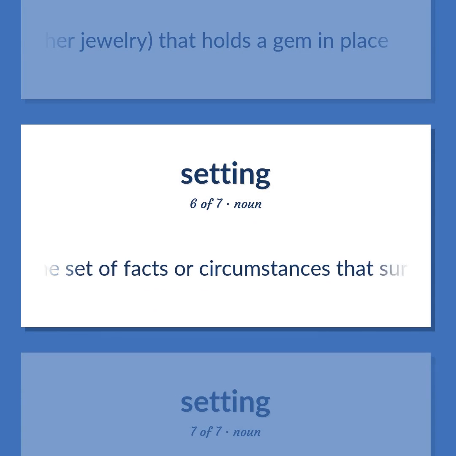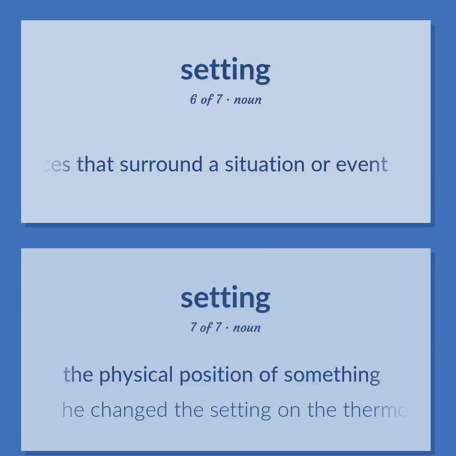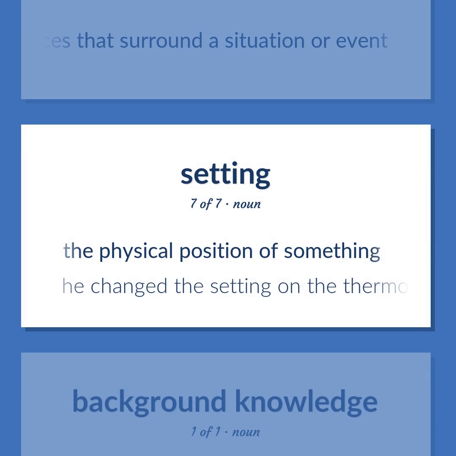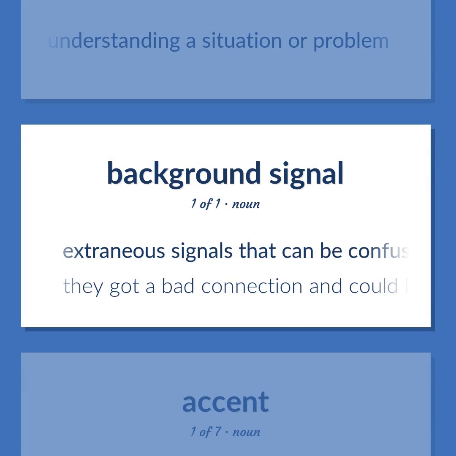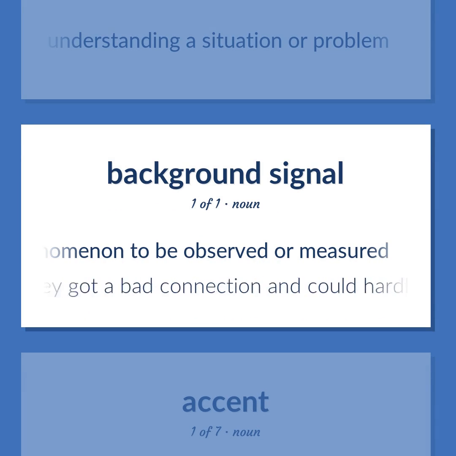The set of facts or circumstances that surround a situation or event. The physical position of something. He changed the setting on the thermostat. Information that is essential to understanding a situation or problem. Extraneous signals that can be confused with the phenomenon to be observed or measured. They got a bad connection and could hardly hear one another over the background signals.